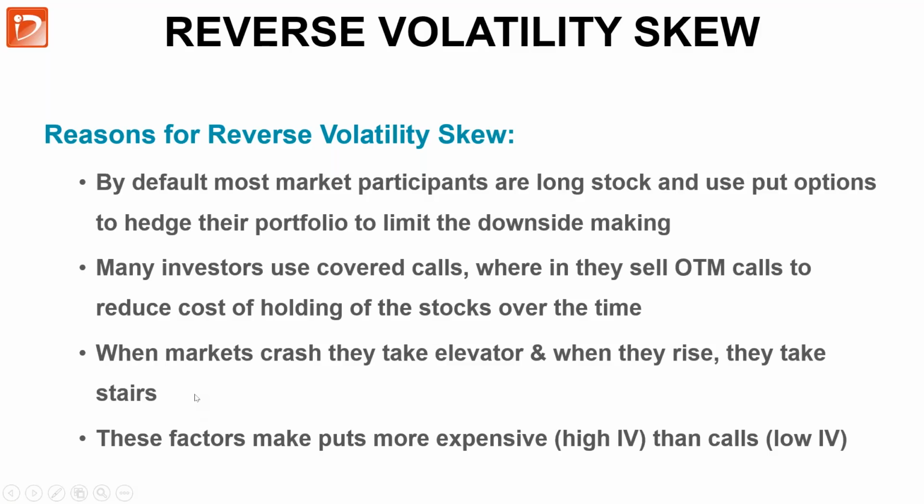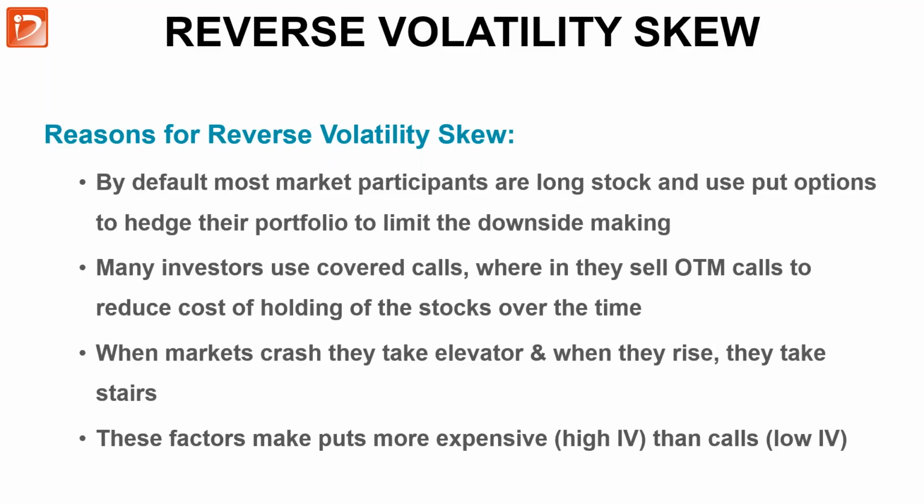And the third reason is that when the markets crash, they take the elevator, which means they go down very fast. And when they rise, they take the stairs. So when this happens, there's a huge demand for puts. Because of the huge velocity in the drop of the market, there's a huge demand for puts compared to the demand for calls when it goes up. So these factors are responsible for making the puts expensive and therefore high IV compared to the calls. So there is a low IV in the calls.